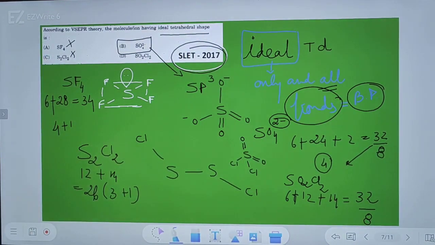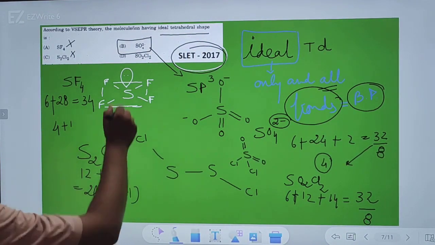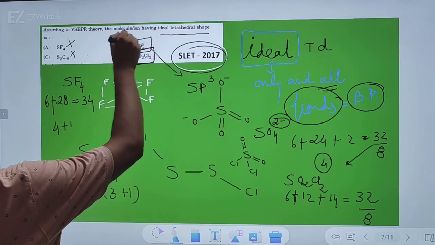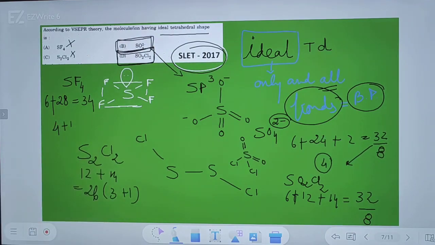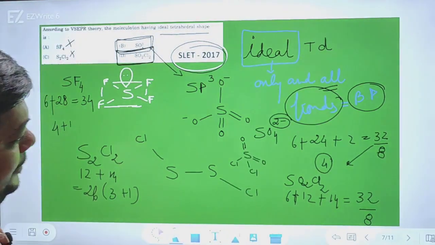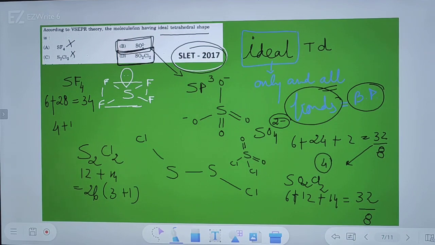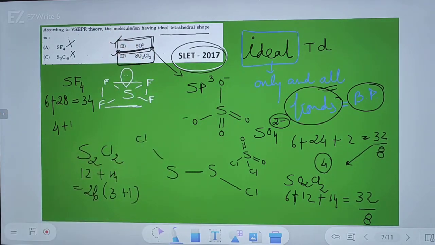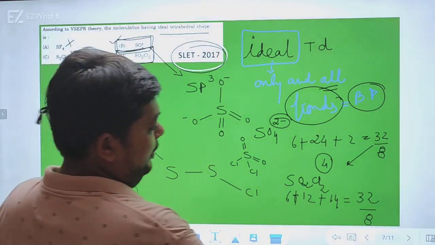Again, it's a tetrahedral. So you have two options that closely look tetrahedral, but an ideal tetrahedral has all bond pairs. Negative charges do not imply this. Let us keep both options as correct for now, but definitely only one will be right. Discuss this a bit in the comment box so that I can reply with a perfect answer. SLET 2017.